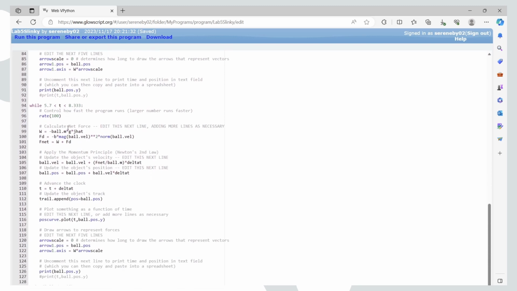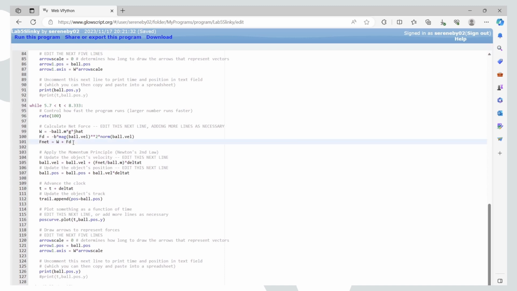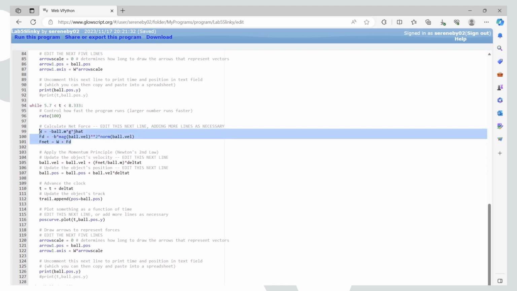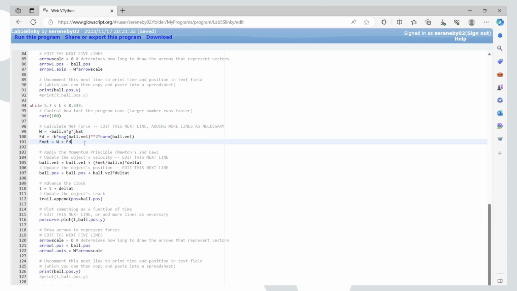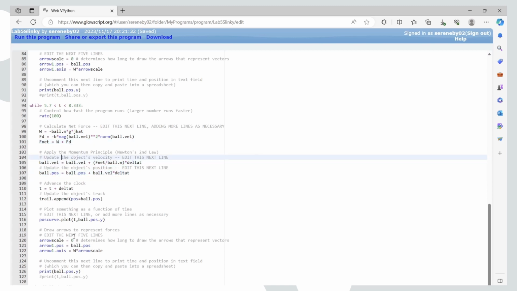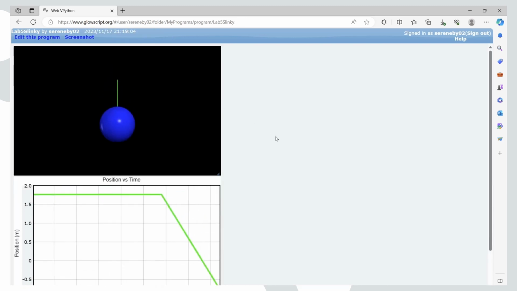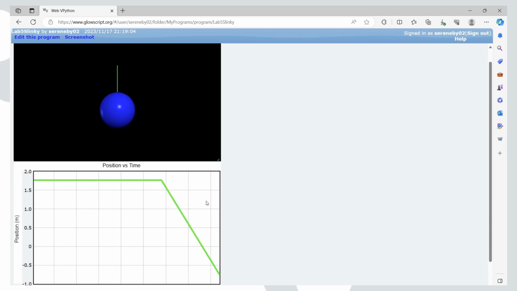And here in the second while loop, I've adjusted the time and the same calculations for the gravitational force, but then adding the drag force and the net force, and again the velocity and position update formulas. And then running the program, you can see here's a graph remaining stationary and then sloping downwards.